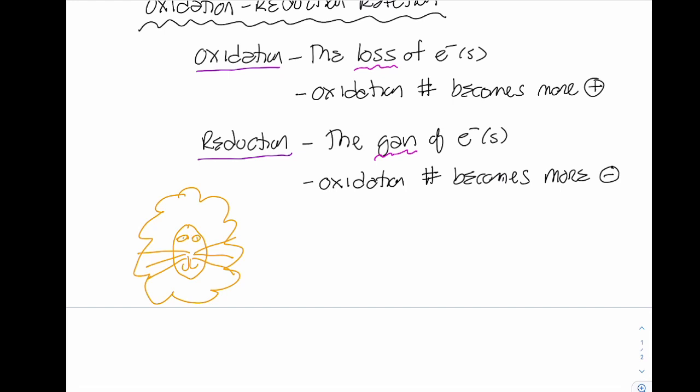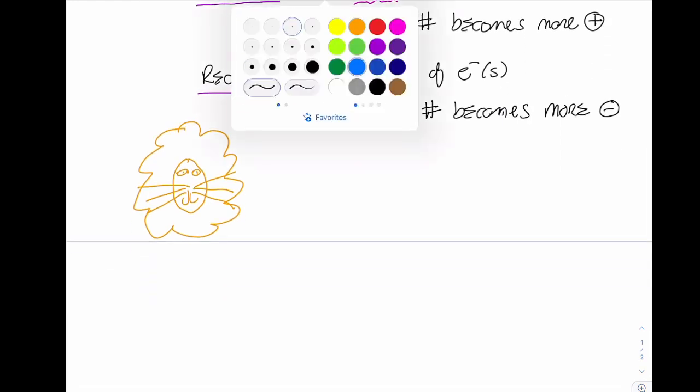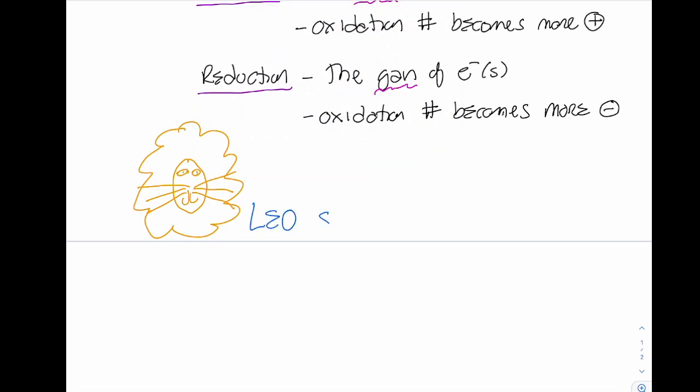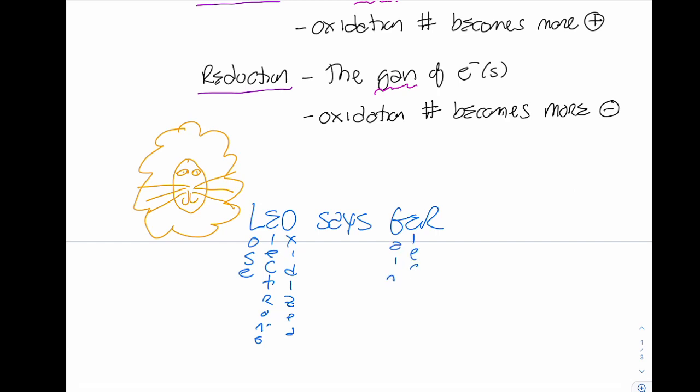So we have a lion, his name's Leo, and Leo says grr. So the L is lose, the E is electrons, and then oxidized. Just hard to spell vertically. So lose electrons, oxidize, and then gain electrons, reduced.